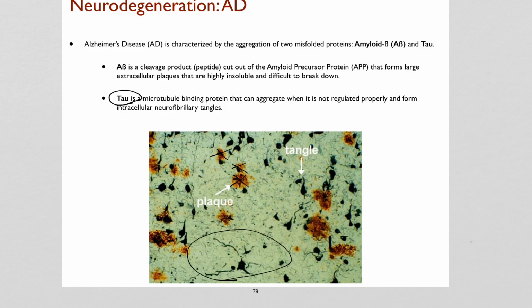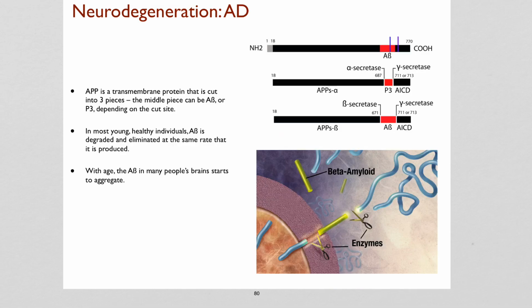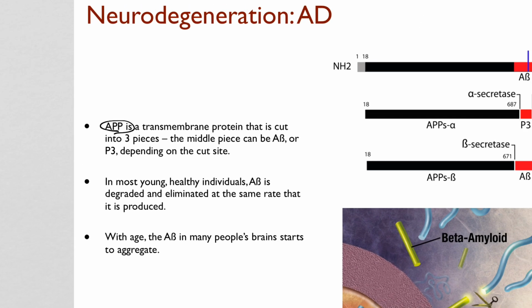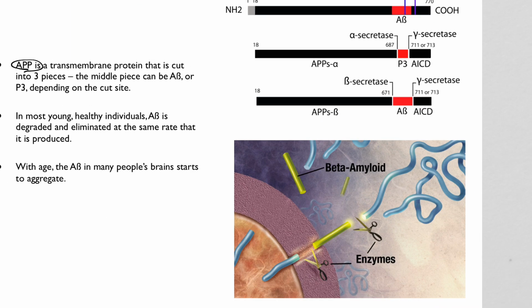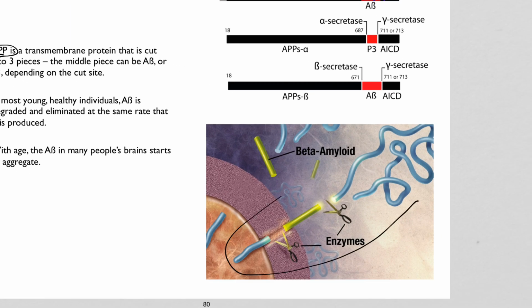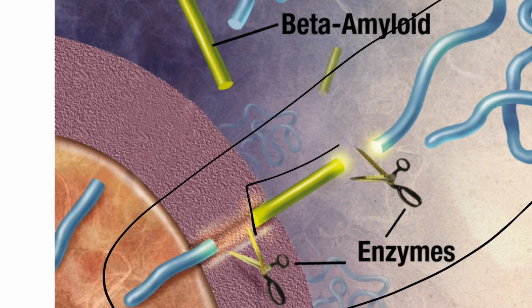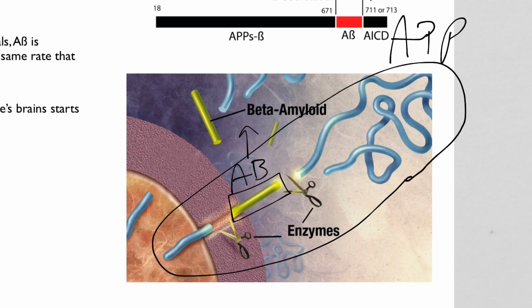Okay, this slide is showing you something that's not really a big deal for the test, but just as background. Amyloid is actually a little tiny piece of protein that's cut out of this much larger protein, APP, amyloid precursor protein, easy enough. And this entire coiled structure is supposed to show you APP, and this little piece that gets cut out of the middle, that's A beta.